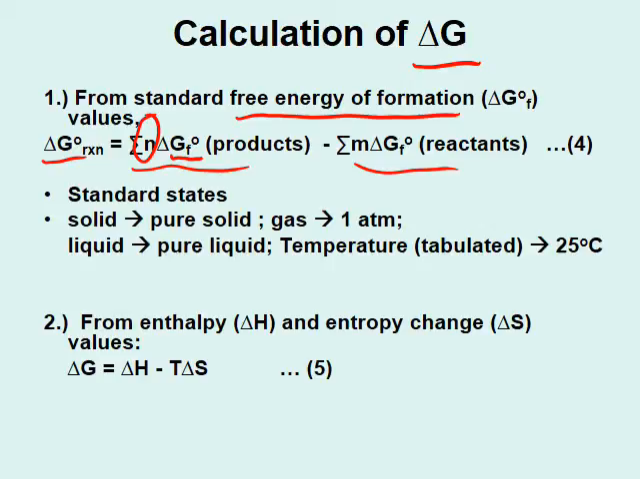Now, the standard state is defined to be the pure solid for a solid, for a gas under 1 atmosphere pressure, and a pure liquid for a liquid, and the temperature is 25 degrees centigrade, or 298 Kelvin. That's one method. The second method is from delta H and delta S values. I can calculate change in free energy from change in enthalpy minus temperature in Kelvin times change in entropy.